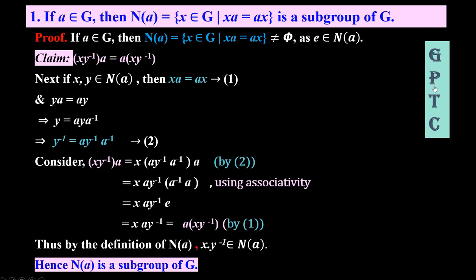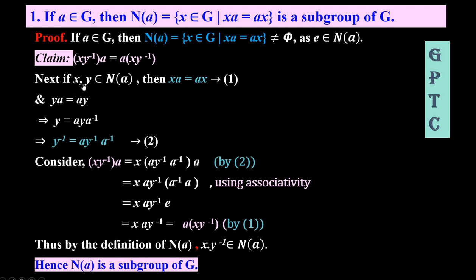So we make use of this GPTC rule. What is given? N of A alone is given. What we are trying to prove is that it is non-empty and a subgroup. For subgroup, we have to use this criterion: for X, Y belonging to N of A, we have to show that XY inverse is also in N of A. That is what we have claimed: XY inverse commutes with A. Only if XY inverse commutes with A can it be present in N of A. This is what we are trying to establish.